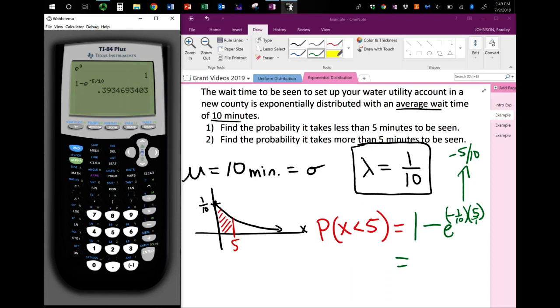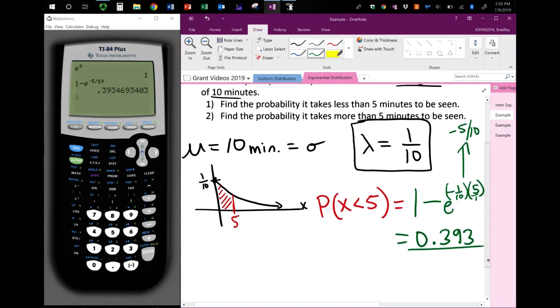Now, if we just take 3 decimal places, let's see, we would have 0.393. Okay, so 0.393. So that accommodates number 1, our first example.